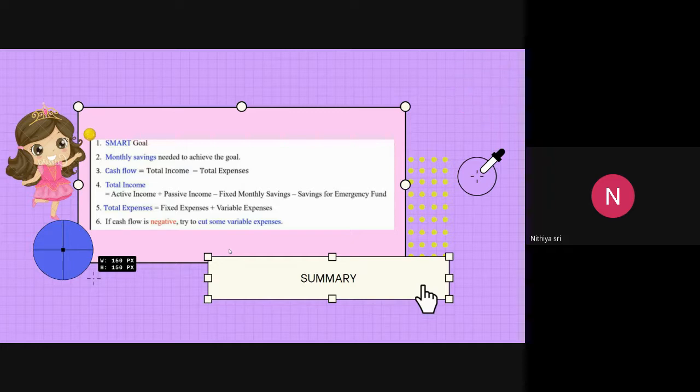Next, to find cash flow, we must take the total income minus the total expenses. To find total income, we take active income plus passive income, then minus fixed monthly savings, then minus savings for emergency fund. Then you will get the total income. Next is total expenses. To find total expenses, we take fixed expenses plus variable expenses. At last, if cash flow is negative, try to cut some variable expenses.